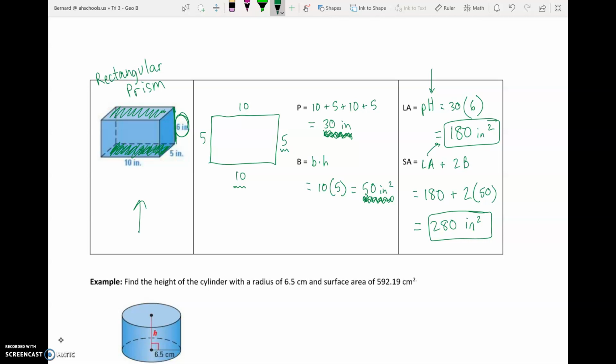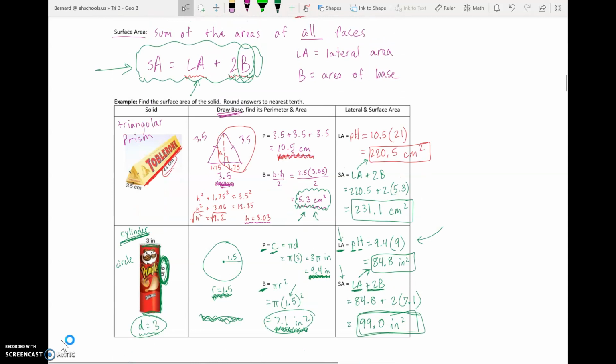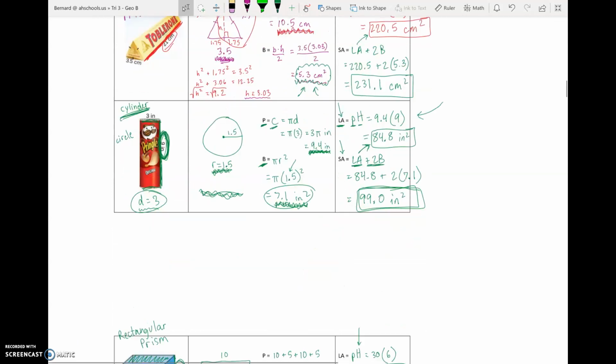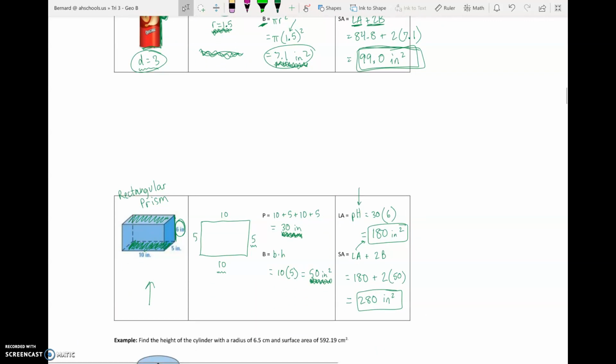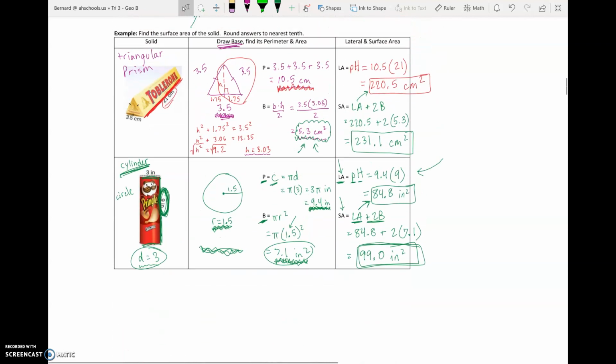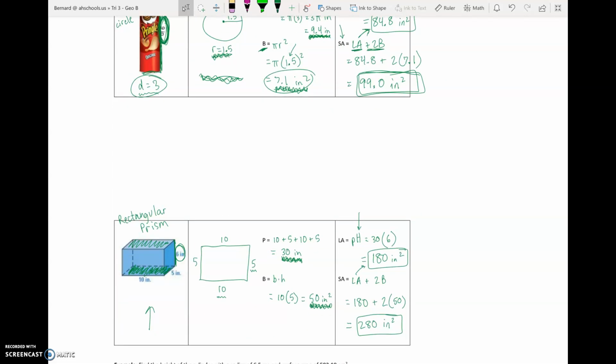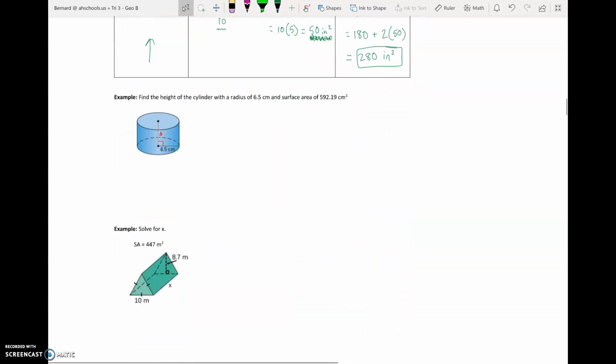All right, beautiful. So those are the main shapes we're going to work with in this unit: triangular prisms, cylinders, and rectangular prisms. Now, it won't always be a prism. We'll introduce pyramids tomorrow, but again, the bases are going to be consistent. So a triangular one, a circle one, a rectangle one. Get used to that, and we'll do a lot of work with these.